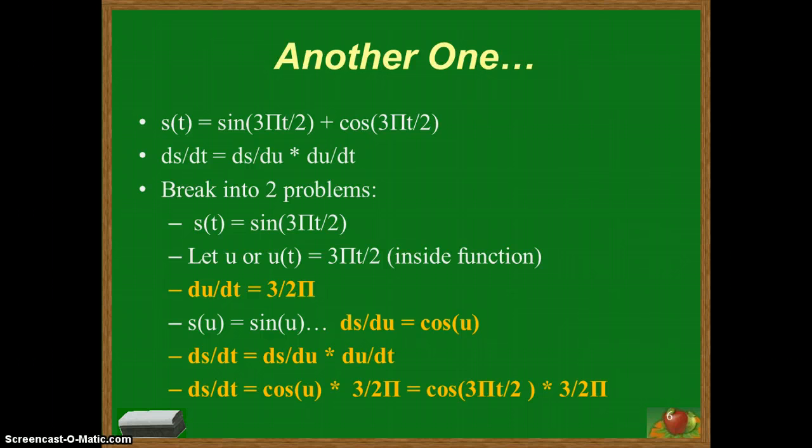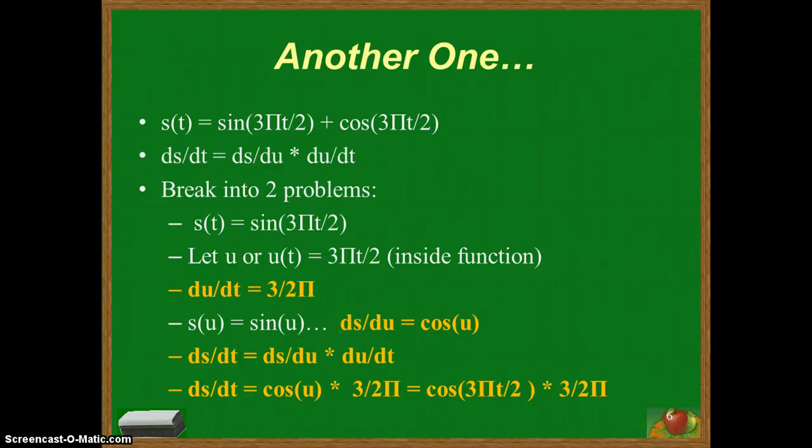So, putting them together, ds dt equals ds du, derivative of the outside, times du dt, derivative of the inside. And my last line here says it's the cosine of u times 3/2 pi. But it needs to be with respect to t. We're looking for ds dt. Therefore, I substitute what u was into the cosine of u, and I get cosine of 3/2 pi times t times 3/2 pi. That is just the derivative of the first part of the problem.